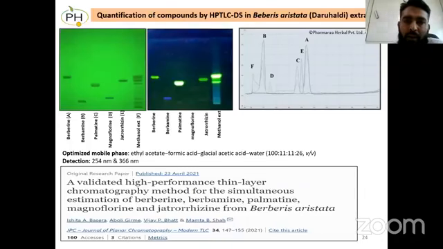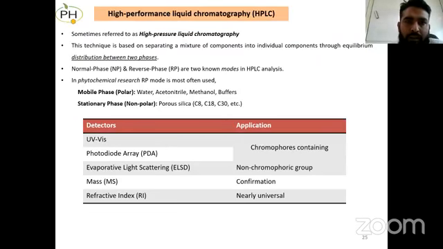This is another example, Berberis aristata, which is known as Daruhaldi. HPLC is one of the important methods, which is also used in pharma, but in natural products it has a major role. Mainly UV-visible and PDA detectors are used for chromophoric compounds. But if your compound does not have a chromophoric group, then you have to go for other detectors.